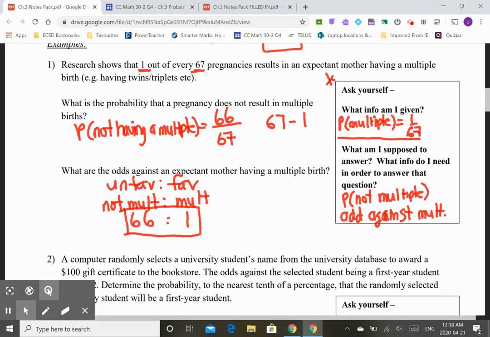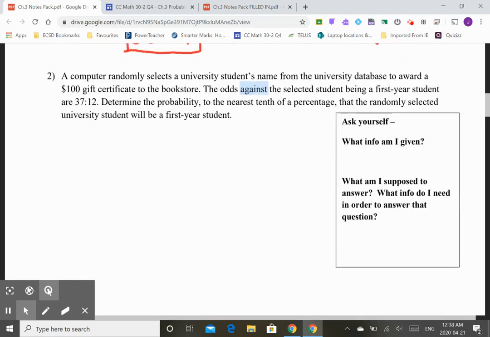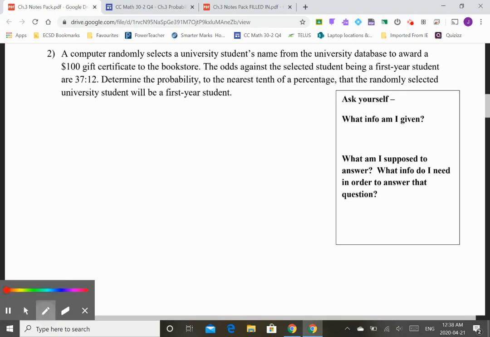Let's look at our next example. A computer randomly selects a university student's name from the university database to award a $100 gift certificate to the bookstore. The odds against the selected student being a first-year student are 37 to 12. Determine the probability to the nearest tenth of a percentage that the randomly selected university student will be a first year. Okay, what info are we given?